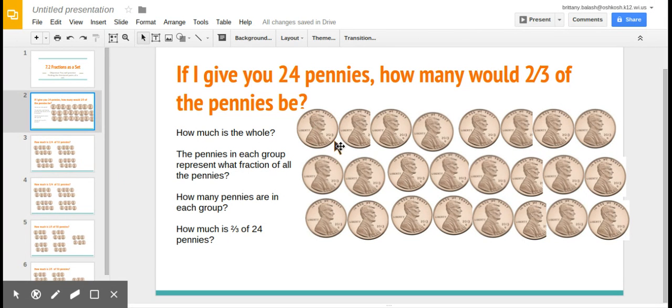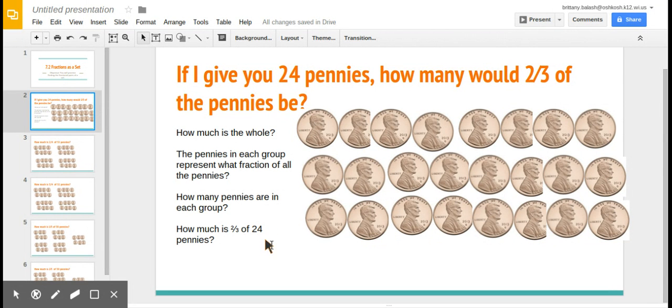So what I did for my 24 pennies is I lined them up in 3 equal rows, okay? And each one of my rows has 1, 2, 3, 4, 5, 6, 7, 8 pennies. So there are 8 pennies in one row. Okay, so the pennies in each row represents what fraction? Well, one of my rows represents 1/3. So if I wanted to know how much 1/3 of this group was, I would know that 1/3 of 24 pennies is 8 because there are 8 pennies in my one row.